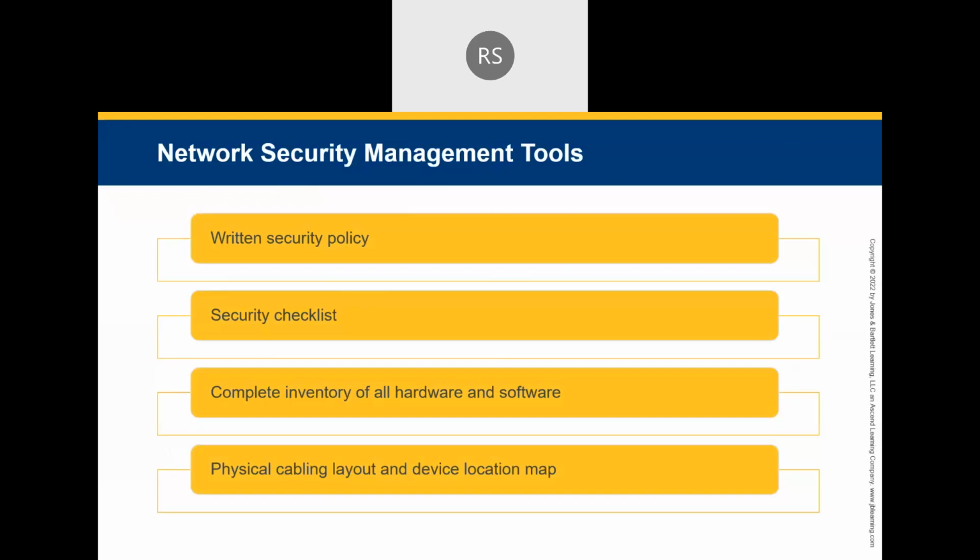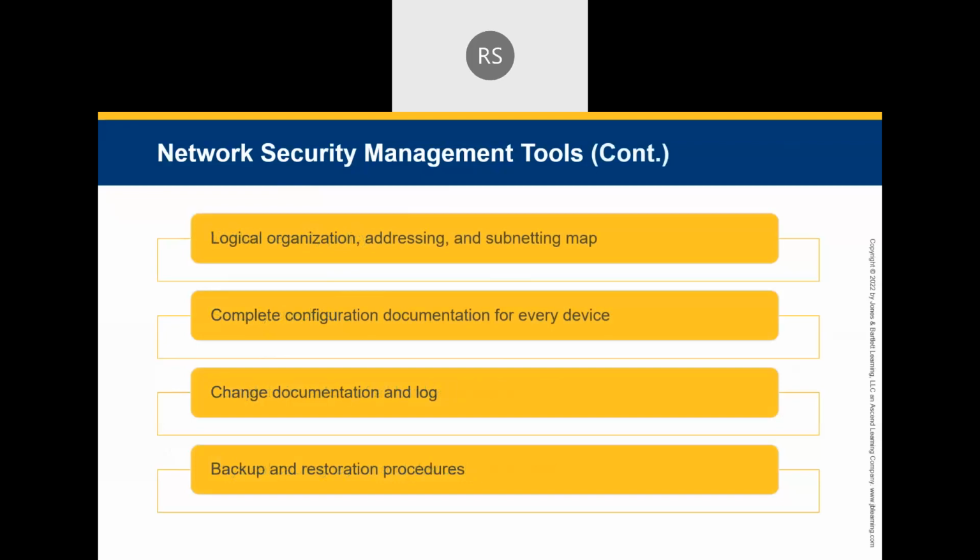You also want to do a physical cabling layout and device location map. So you document the physical cabling layout and the location of the network devices within the infrastructure. And this is to help aid in troubleshooting or maintenance or any physical security assessments. You want to create a logical organization map also that details networking addressing schemes, subnet allocations, and a logical grouping of network segments to facilitate efficient IP address management and network planning.